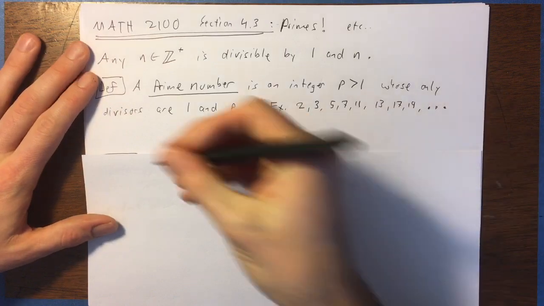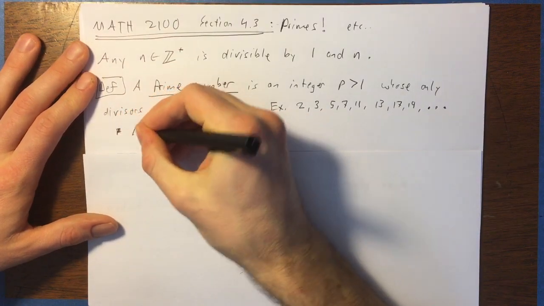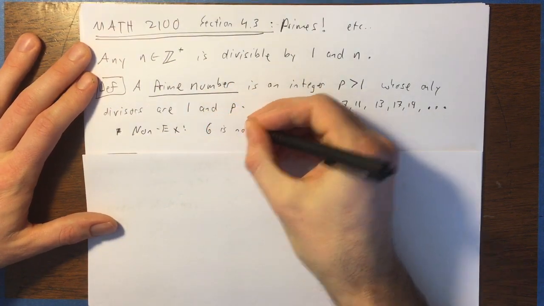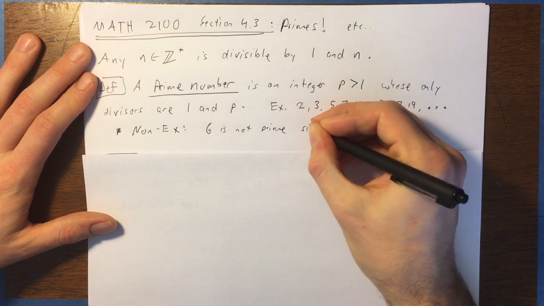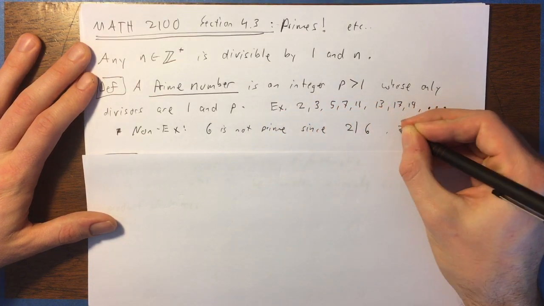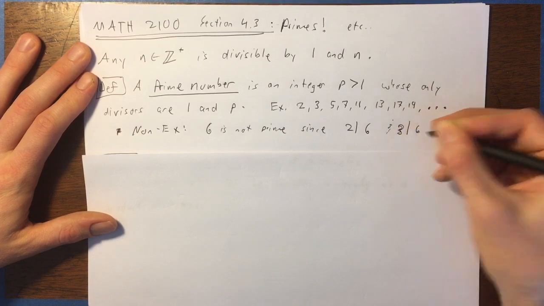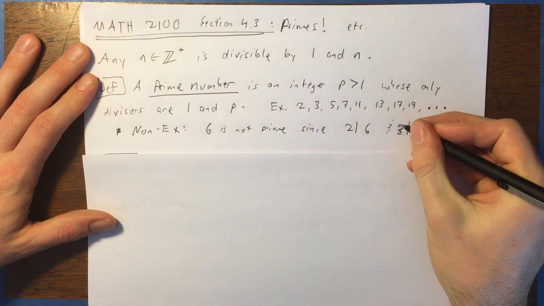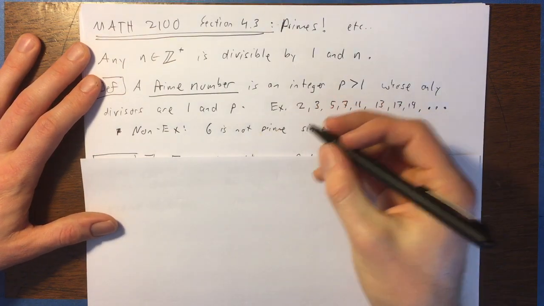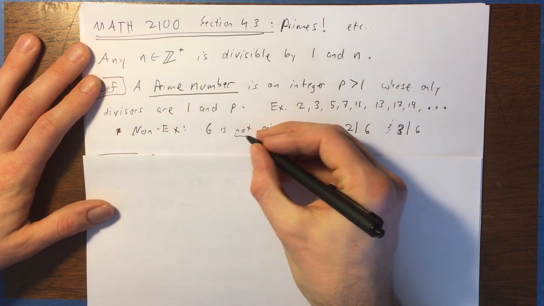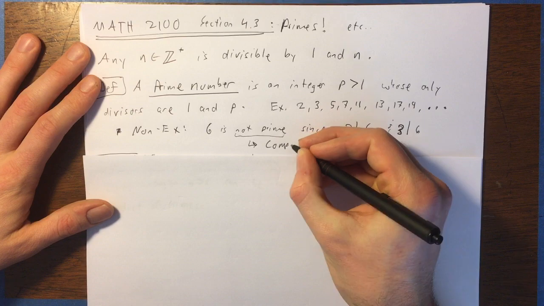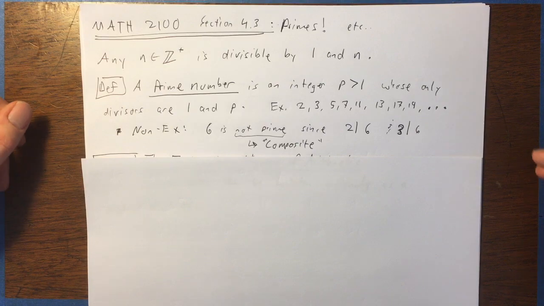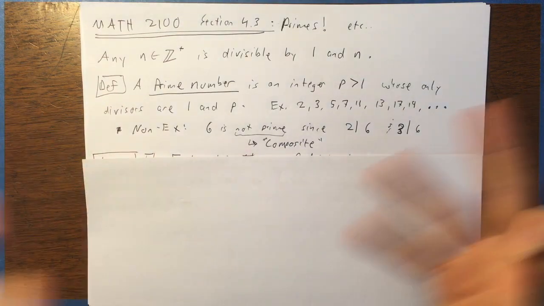So before we move on, let's give a non-example. What is an example of something which is not a prime number? Well, 6 is not prime, since 2 divides 6 and 3 divides 6. There are two examples of things that divide 6 that are not 1 or 6. 6 is 2 times 3, so that's not prime. Whenever you have something which is not prime, it is called composite, because it is composed of other numbers. If it's composite, then it's composed of prime numbers multiplied together.